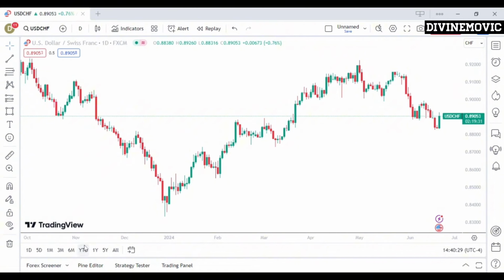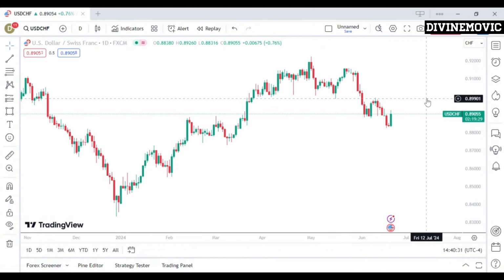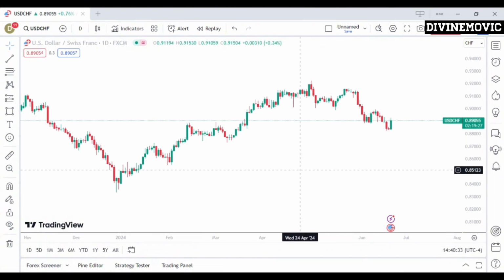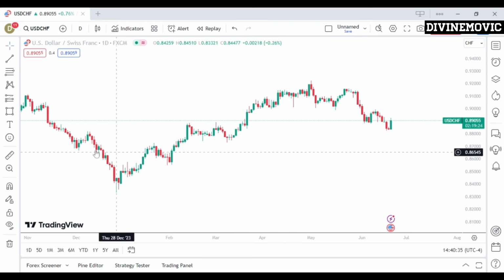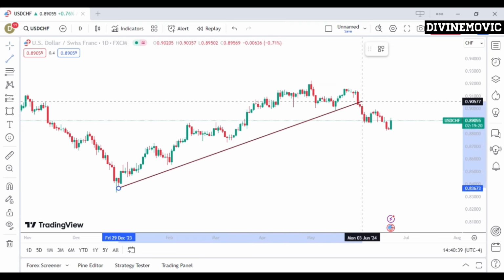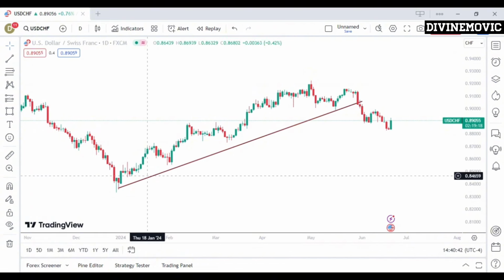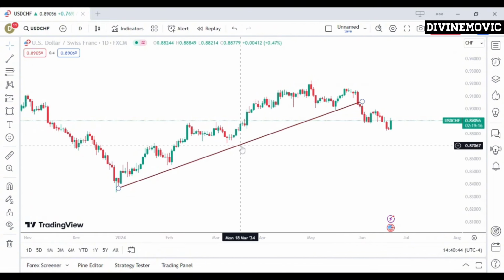Now, for us to know if price is going up or going down, we simply want to use the trend to identify where price is going. If you look at this swing low here and this swing high here, you see that price is basically in an uptrend here. This is an uptrend for this particular pair, USD CHF.